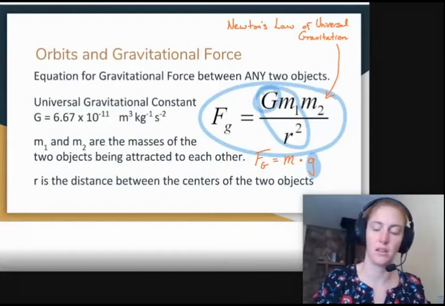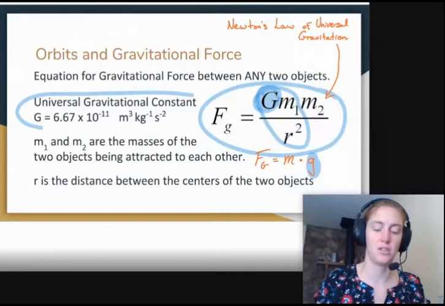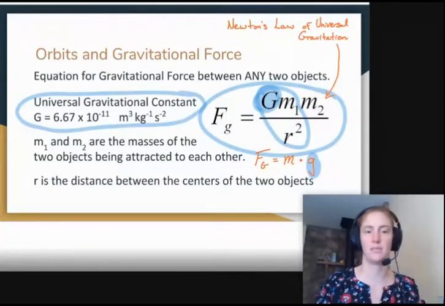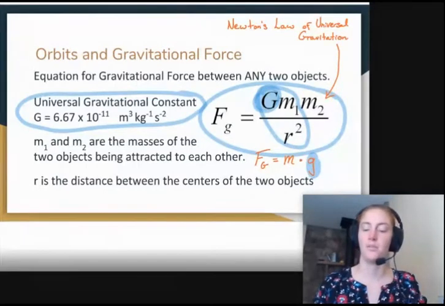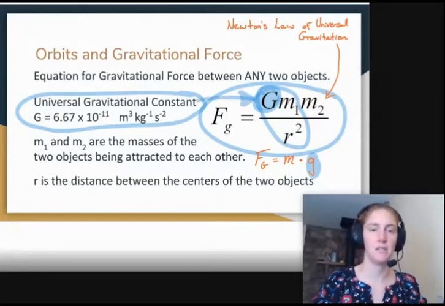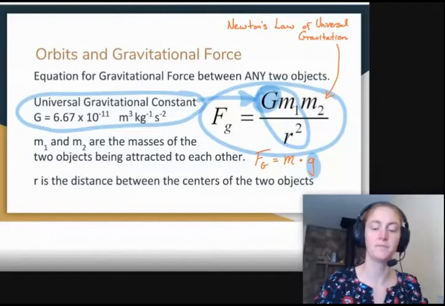So this capital G here is the universal gravitational constant. So this is always 6.67 times 10 to the negative 11 meters cubed over kilograms seconds squared. And so that's always there. And that constant is on your equation sheet.